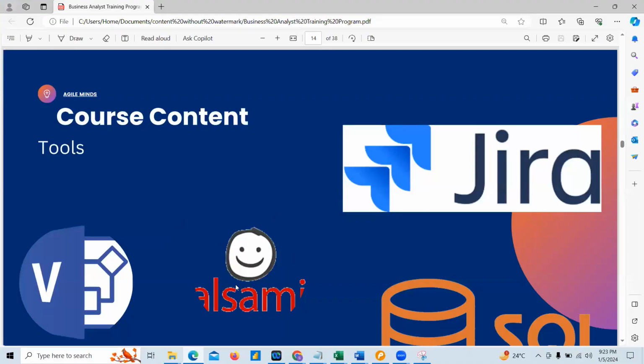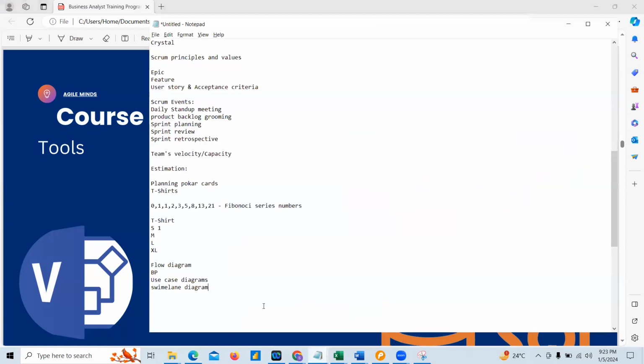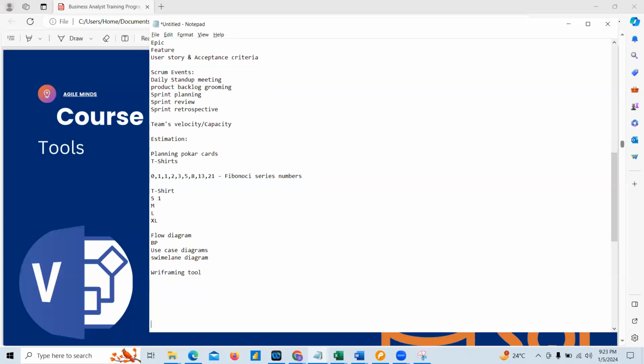Next is Balsamiq. What is Balsamiq? Basically Balsamiq is a tool name, but actually it is a wireframing tool. The actual topic is wireframing tool, requirements designing. You must have heard, once you gather the requirements, we have to design the requirements. How do we design the requirements? We use a wireframing tool. There are many tools in the market.